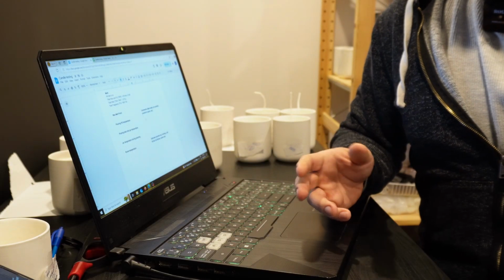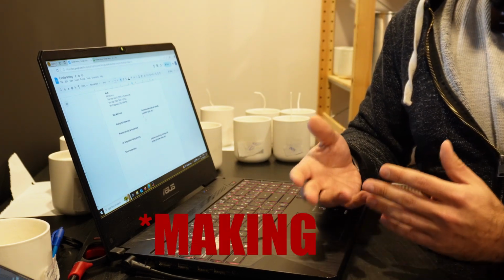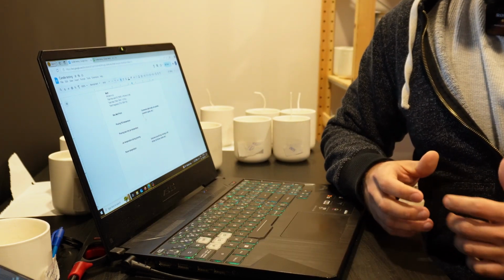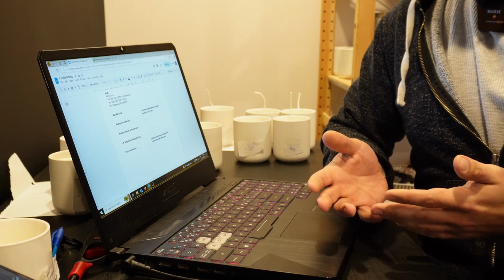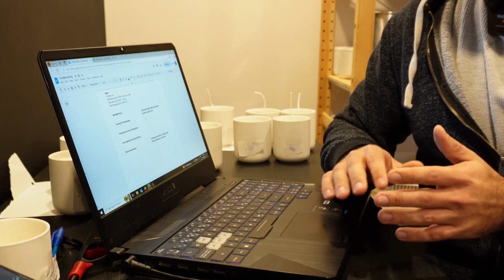So that kind of sums up the variables that you could start looking into when you're candle testing. I'm sure there's more that can be added to this, but I think this is a good start. It's a good baseline to look at.